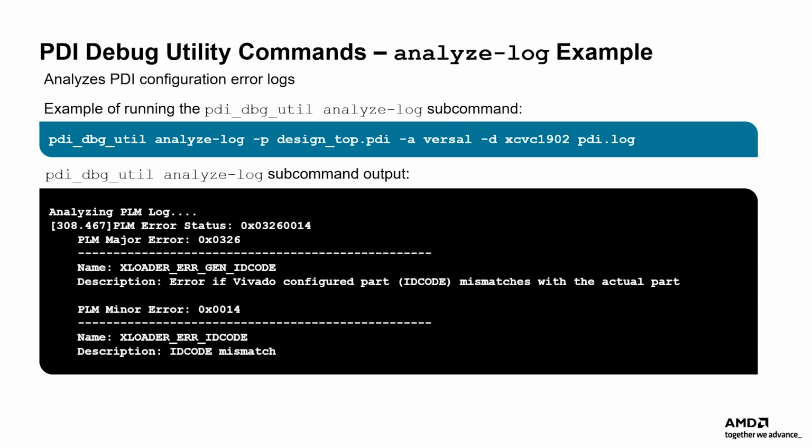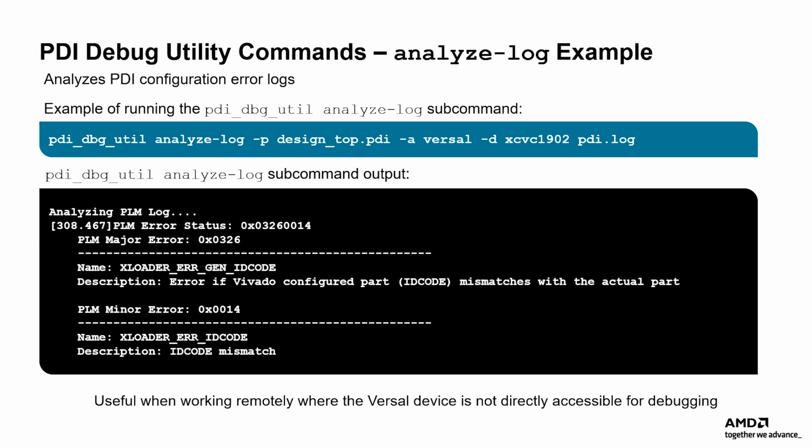This log was generated when attempting to boot using the designtop.pdi on an XCVM1802. Because this PDI is not compatible with the device, the boot log shows that the configuration is terminated with the generated error status. This example shows that with a PDI log, the analyze log command can read and process errors contained in the file. This command is useful when working with remote situations where the Versal device is not directly accessible for debugging.